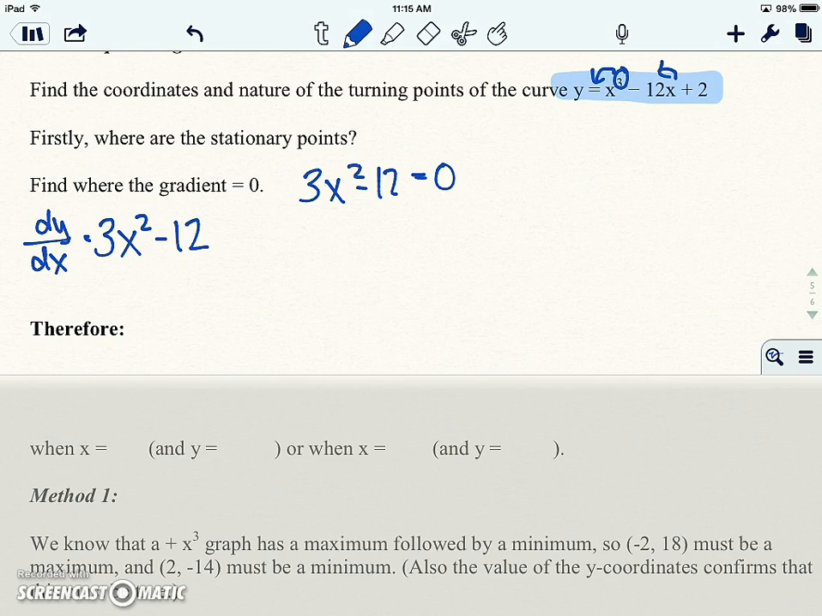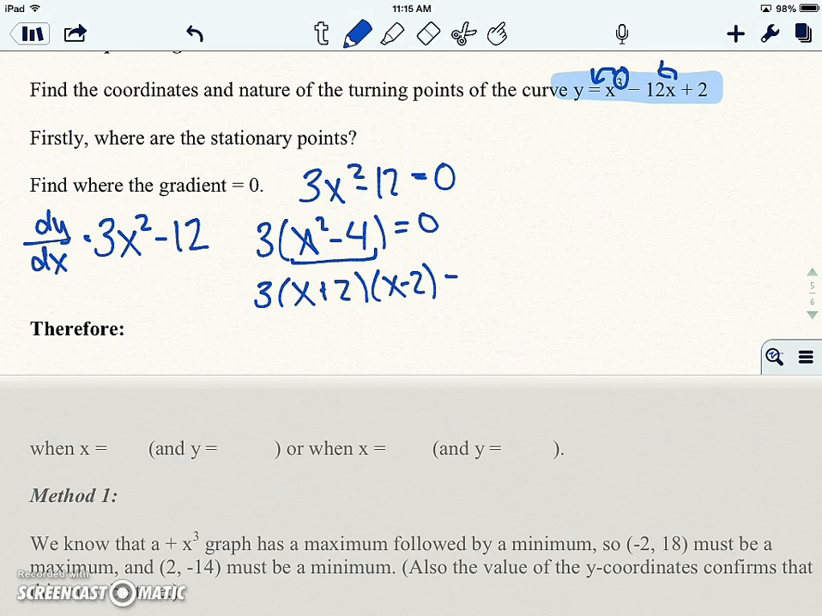I'm going to do it by factoring just to remind you, which means I'm going to factor 3 out. Now I can factor the difference of squares here, and I get 3 times (x plus 2) times (x minus 2). Now I could set the little factors equal to 0, and I find that there's a stationary point at x equals negative 2 and at x equals 2.